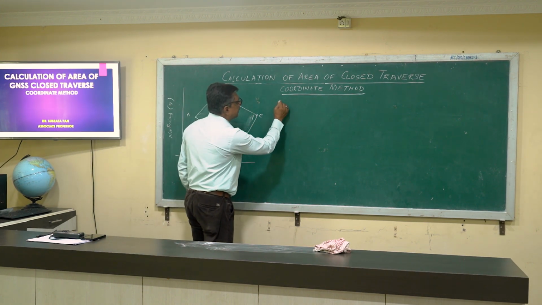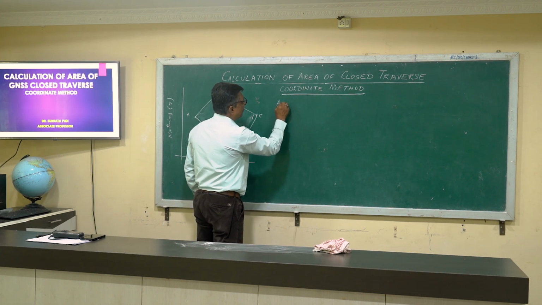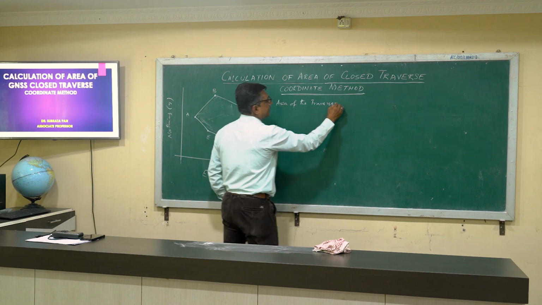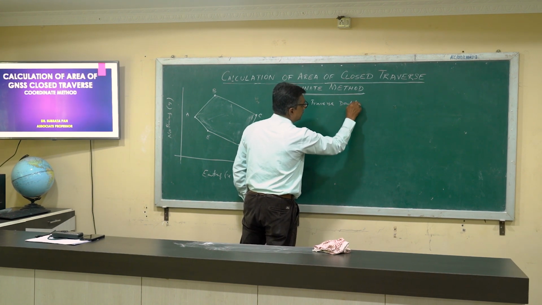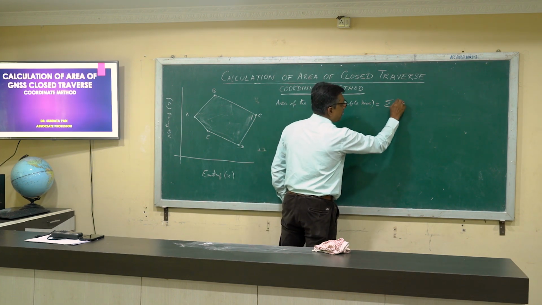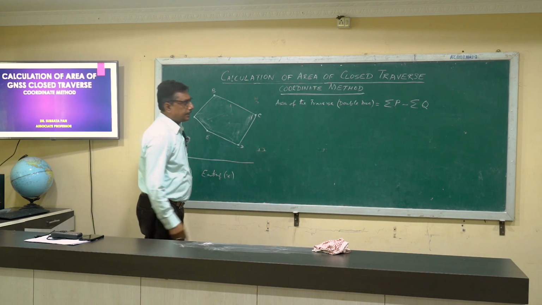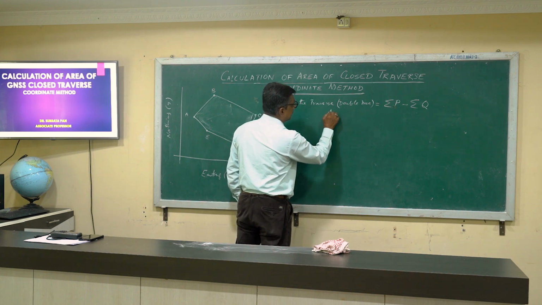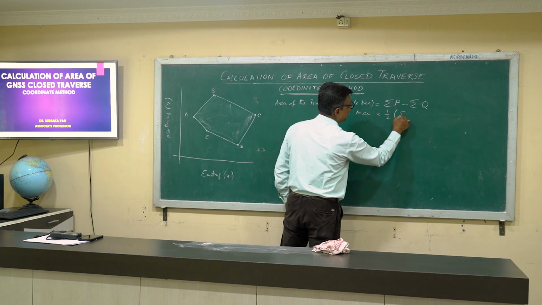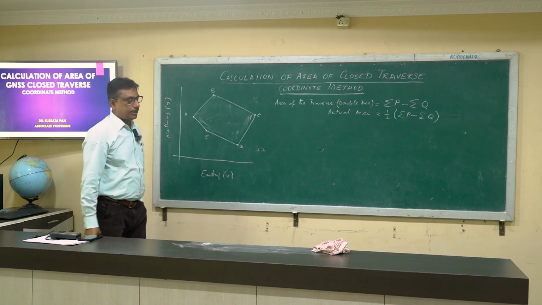Now, the area calculation by coordinate method is: the double area is equal to summation P minus summation Q. This is double area, and if you want the actual area of the traverse, the actual area is half of this summation P minus summation Q. Now what is summation P and summation Q?